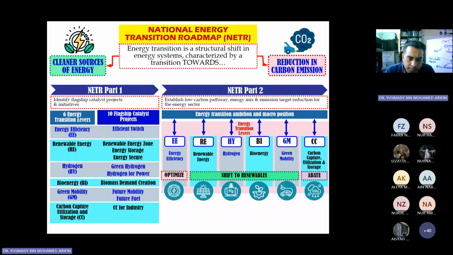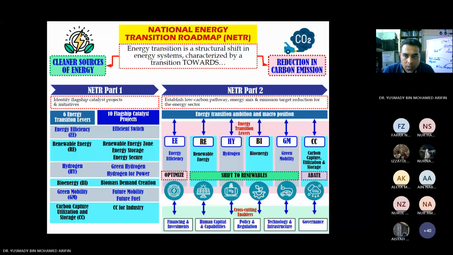Okay, sama macam tadi, the enablers. Okay, so these are the roadmap for the National Energy Transition Roadmap in order to implement the National Energy Policy.